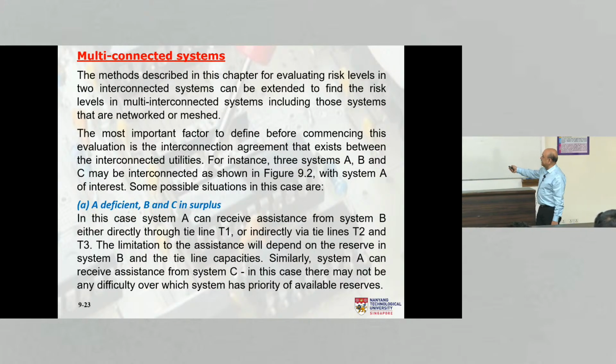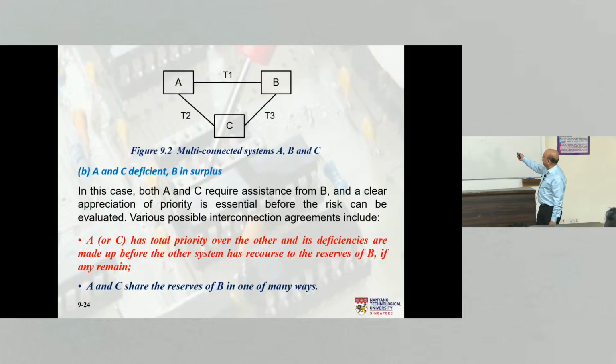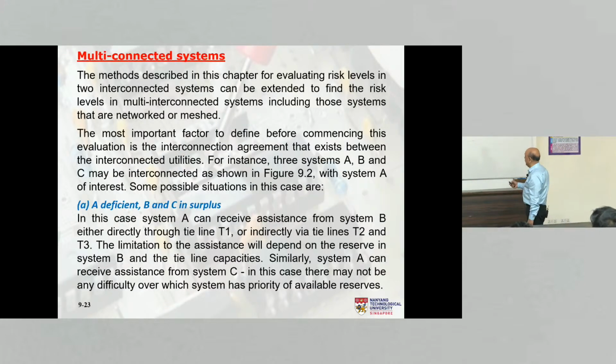Situation 1, A is deficient, B and C are in surplus. So A needs help and they have more power. So how can A get the help? It can get directly the help from B via T1, right? That's one way. Secondly, it can get directly help from C via tie line T2, because both B and C have surplus. You could also argue that since B has surplus, maybe the T1 tie line capacity is restricted, so maybe it can send power this way. It's entirely possible. Depends on the surplus in the system B, depends on the agreements between these 3 systems, right? So that's one possibility that may exist.